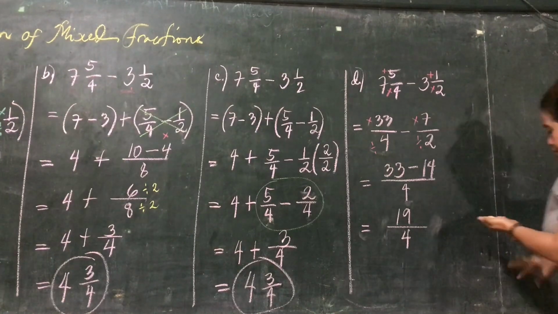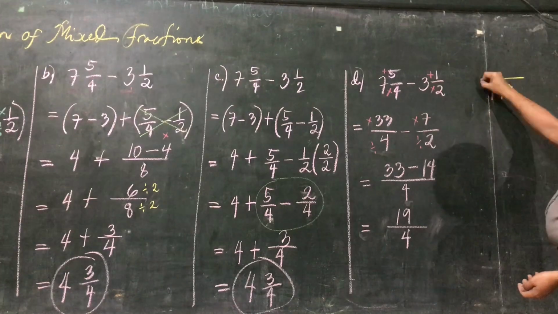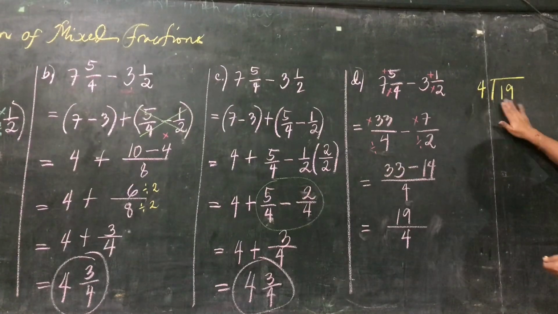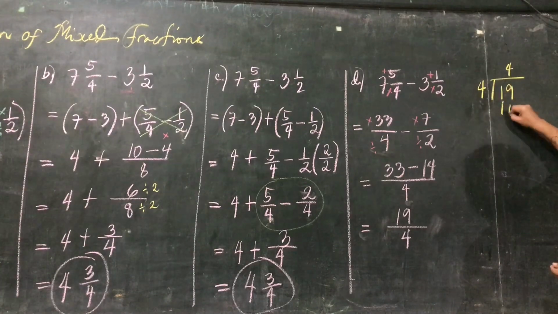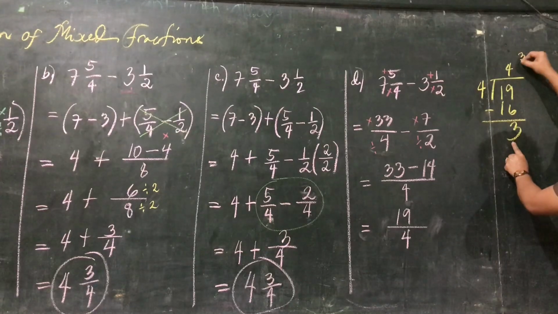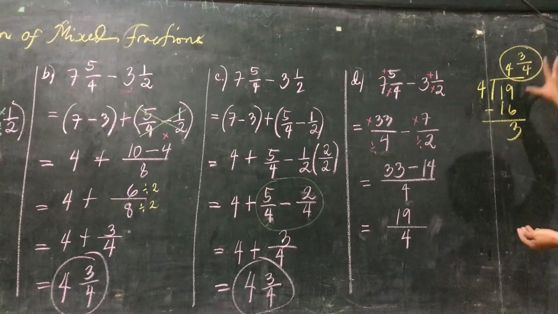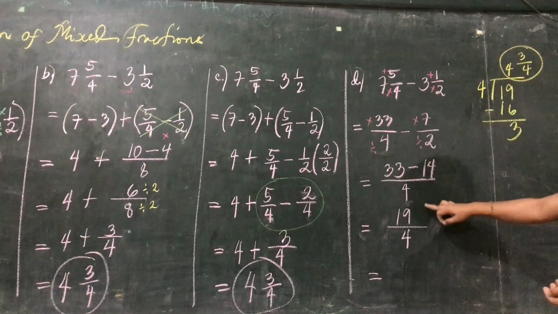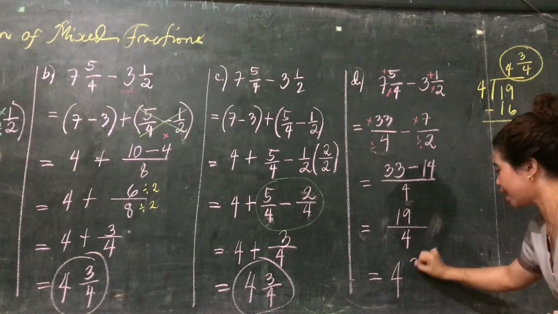We divide here. I'm going to use the yellow. 19 divided by 4. Can you see? Okay, in 19, how many 4s? We have 4. 4 times 4, 16. 9 minus 6, you have 3. The remainder stays over the divisor. So that is its mixed fraction. 19 over 4 is 4 and 3 over 4.